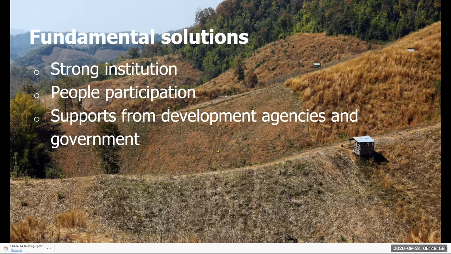After they had some kind of discussion and talk among their village representatives, they tried to understand their issues and concerns and also their ways to move forward. They identified key fundamental solutions that they have to address: how to make their local institution stronger and how to make effective people participation in any management plan or any intervention to fight climate change. And also they need support from development agencies, including government, civil society, and other development agencies in the area.